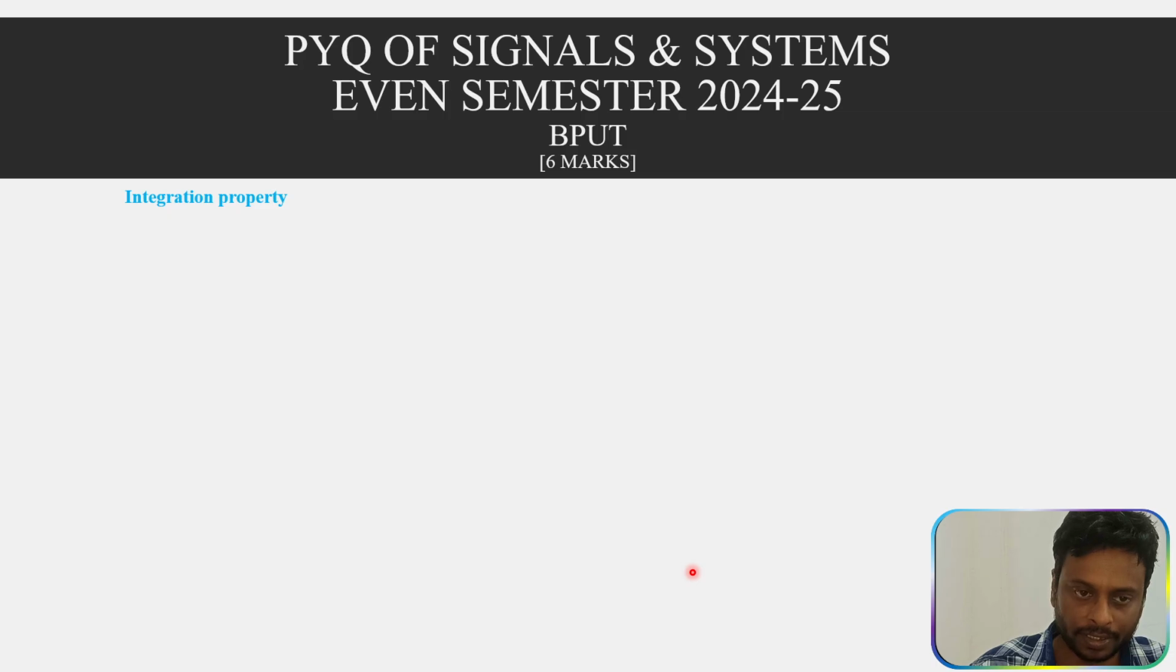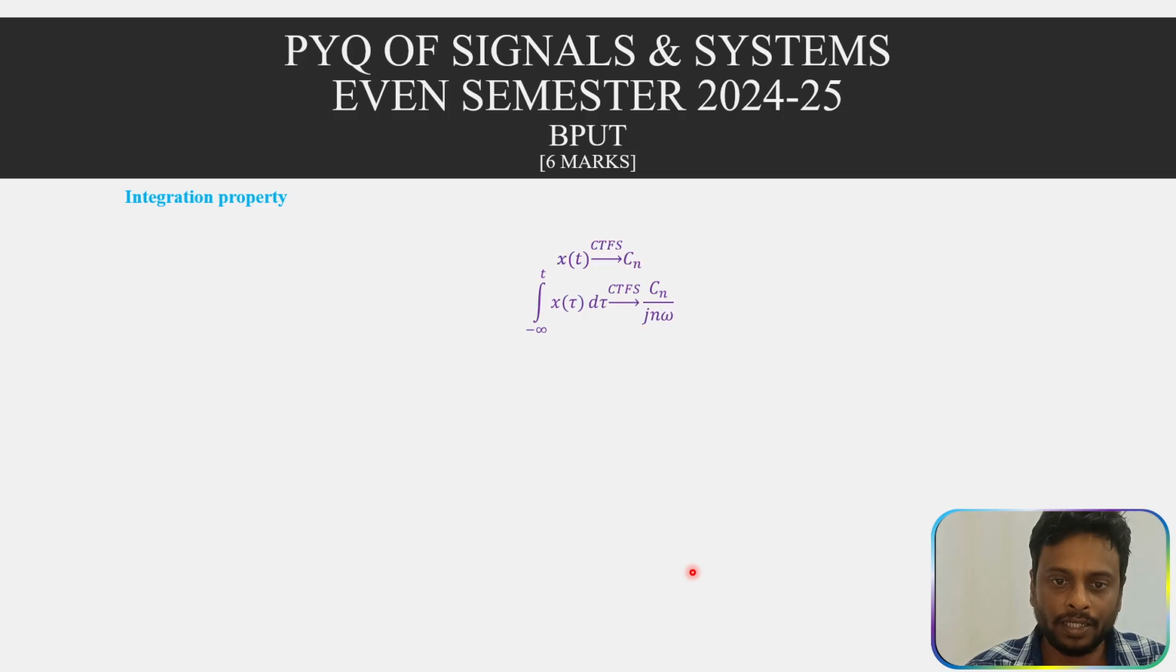The last one is the integration property. If x of t has the Fourier series coefficient Cn, then the integral from minus infinity to t of x tau d tau has the continuous time Fourier series coefficient Cn divided by j n omega. So let us prove that. The Fourier series is x of t, n from minus infinity to plus infinity, Cn e to the power j n omega t.